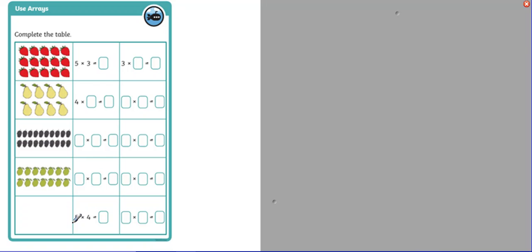So for this one, you need to do 5 multiplied by 4. So you need to do 5 groups with 4 in each group. Okay, it doesn't matter if you do your columns or if you do your rows first of all, but you need 5 groups with 4 in each group to give you your answer, and then you need to swap the multiplication around and you should get the same answer. Pause the video now and have a go.